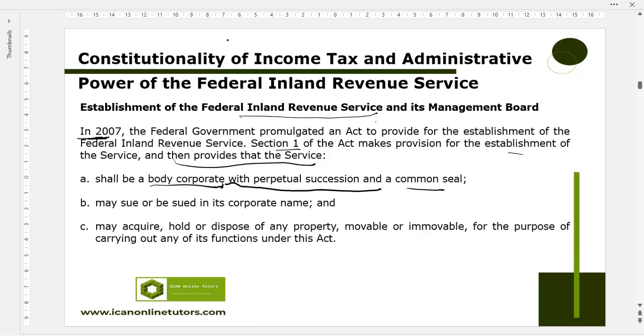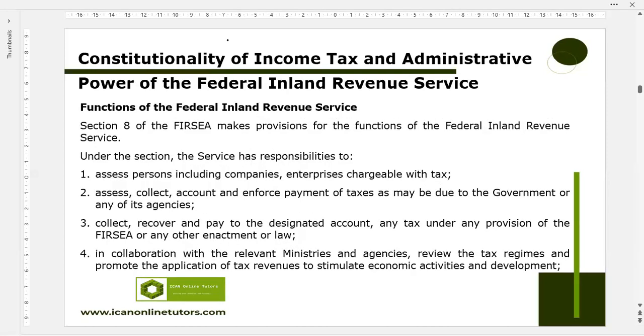So according to the Act, the service shall have such powers and duties as conferred on it by the Act or by any other enactments of the tax law. Another good example I will still be referring to is that of the Finance Act, and any other law on such matters on which the National Assembly has power to make law. Are we together? Okay.